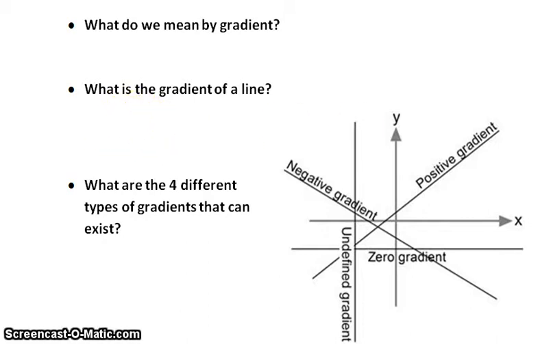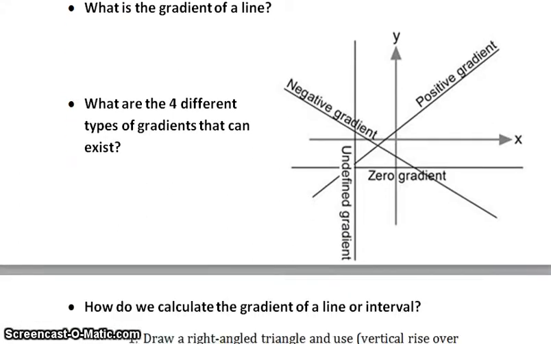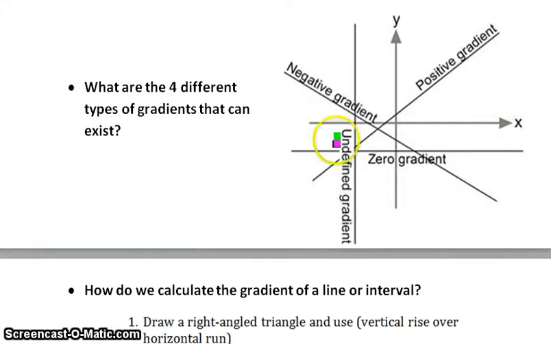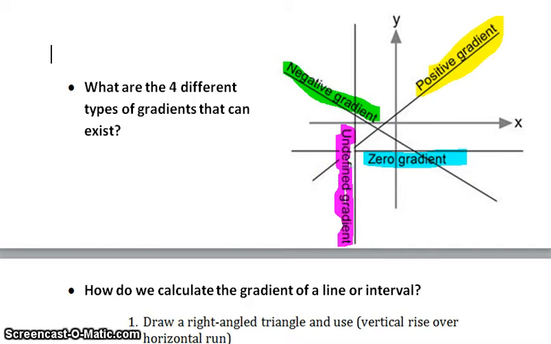Think about all the things that the gradient tells us when you answer these questions. For different types of gradients, they're listed here, so you just need to write them down. Negative, positive, we can also have 0, or we can also have undefined. So write down those 4 things.